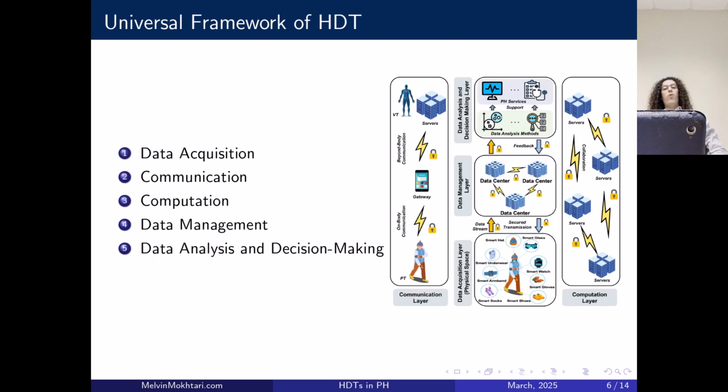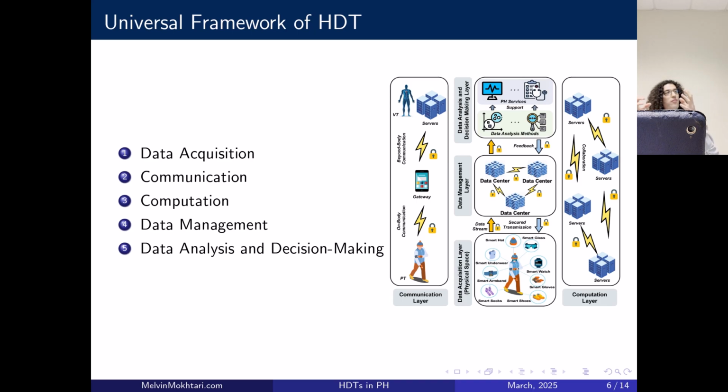Okay, so far we talked about what HDTs are and how they can revolutionize personalized healthcare. Now let's talk about how we actually build them. I'm going to introduce a universal framework for that purpose, which I call networking architecture. I choose the term networking because it emphasizes how this framework connects all different parts of the digital twin system through a network of actions or data flow.